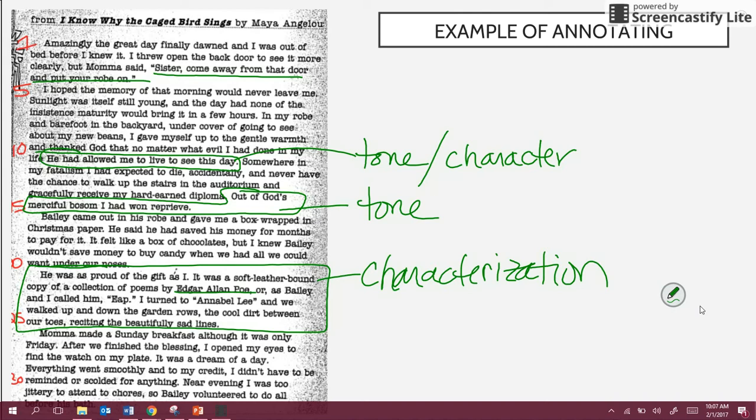Finish my plate. It was a dream of a day, okay? This is a really interesting tone as well because all of these are describing how great the day is and how excited our speaker is to be having her graduation, okay?